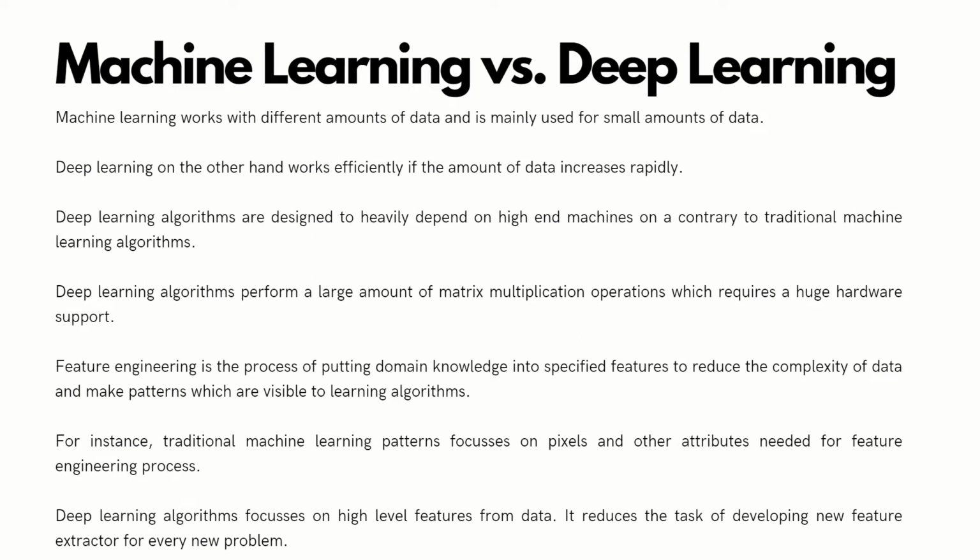Then, deep learning algorithms have been designed to heavily depend on high-end machines. So if you are going into deep learning algorithms, you have to be particularly choosy about the fact that high-end machines are required. If you go for machine learning, even traditional machine learning algorithms are good enough. So you really don't need to depend too much on the higher-end configurations of your machine.